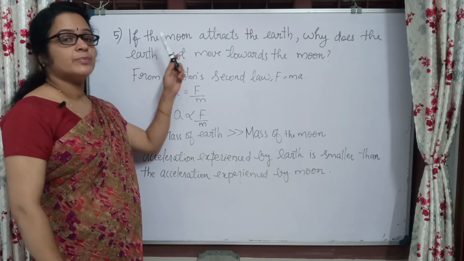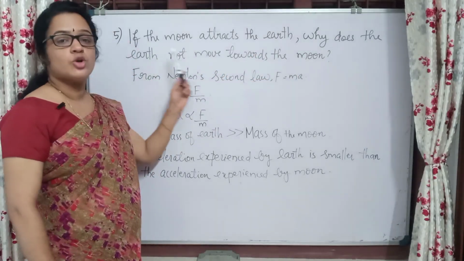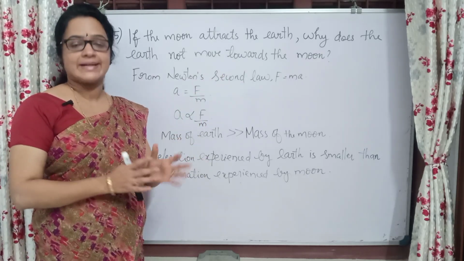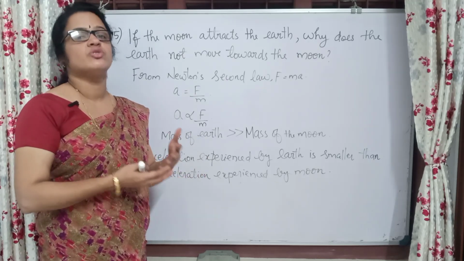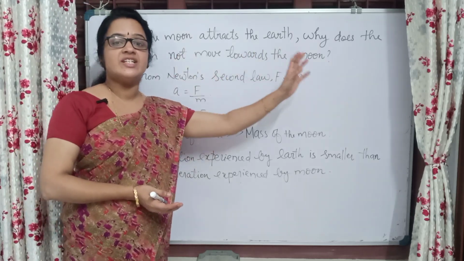The question is, if the moon attracts the earth, why does the earth not move towards the moon? We know that earth and moon attract each other, and even when the moon attracts earth towards it, why is the earth not moving towards the moon?